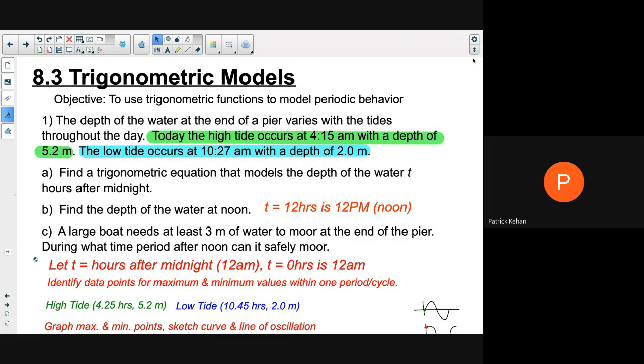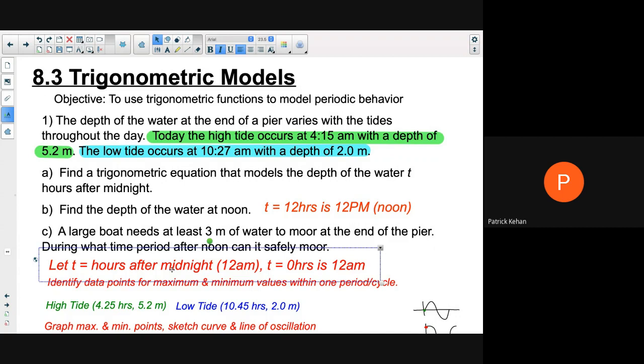So when starting, if it's not already defined for you, you kind of want to define your input value. What units is it measured in? In most cases, it's going to be time. So we're going to let T equal hours after midnight, which is 12 a.m., which means at T equals 0 hours, the time is 12 a.m. It's critical here that you think about how you want to define T. In this case, I want to define it as hours after midnight.